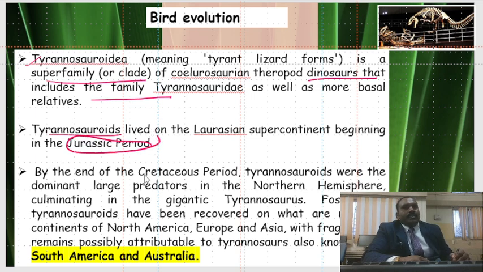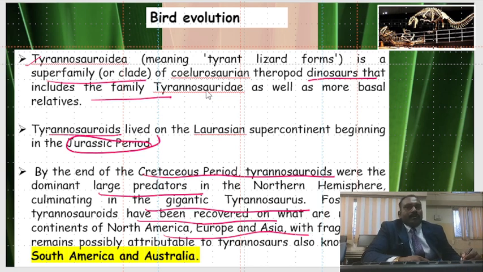By the end of the Cretaceous period, the Tyrannosaurs were the dominant large predators in the northern hemisphere, culminating in the gigantic Tyrannosaurus. The fossils of the Tyrannosaurs have been recovered on what are now the continents of North America, Europe, Asia, and fragmentary remains possibly attributable to Tyrannosaurs are also known from South America and Australia.